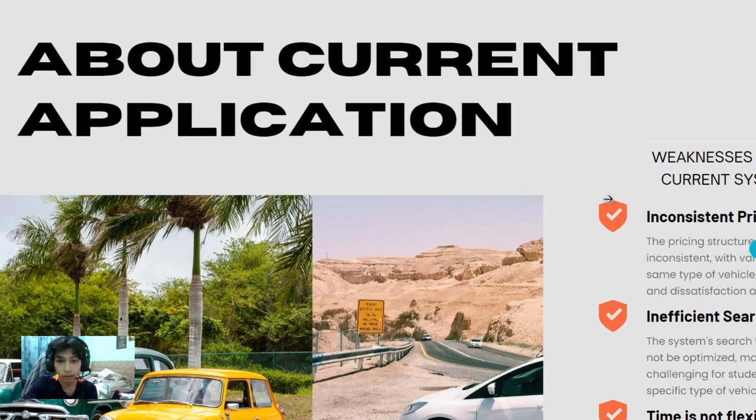Next, inefficient search functionality. The system's search feature might not be optimized, making it challenging for students to find the specific type of vehicle they need. And the last one is that time is not flexible. The client may have to wait for a response, resulting in delay and irritation.